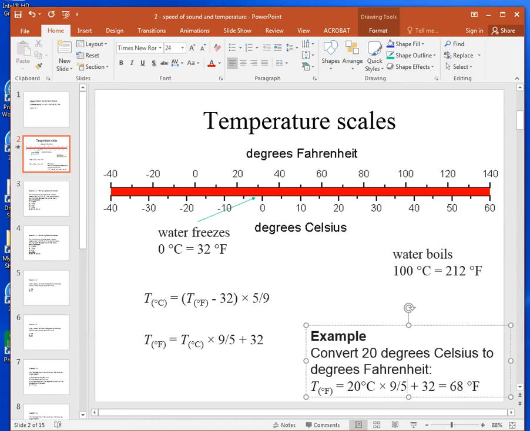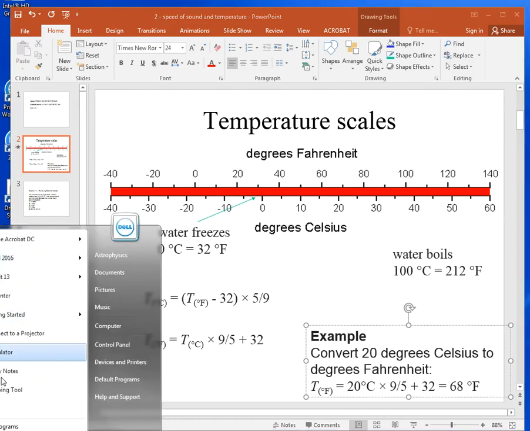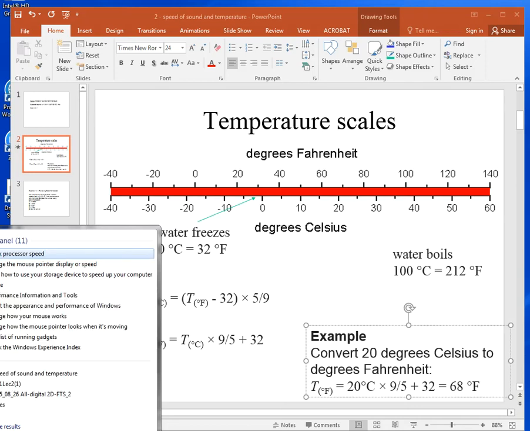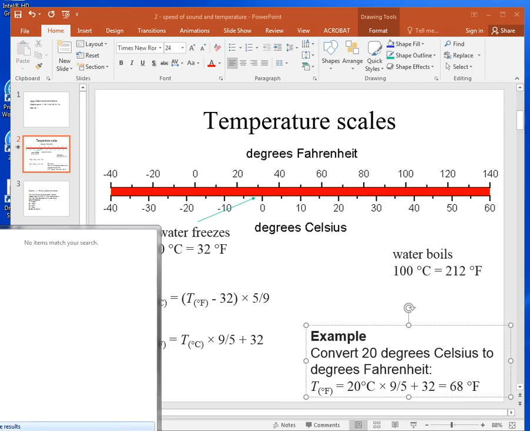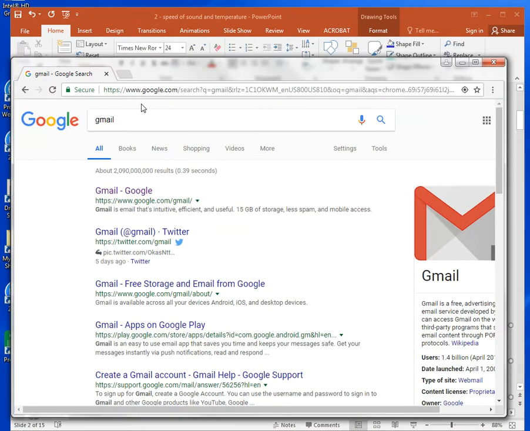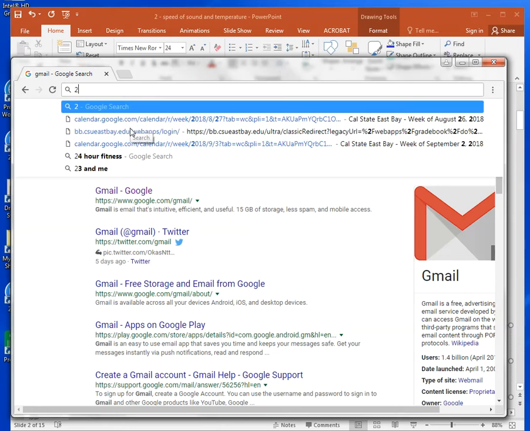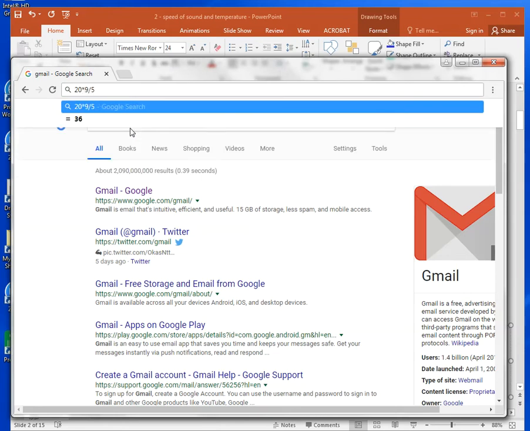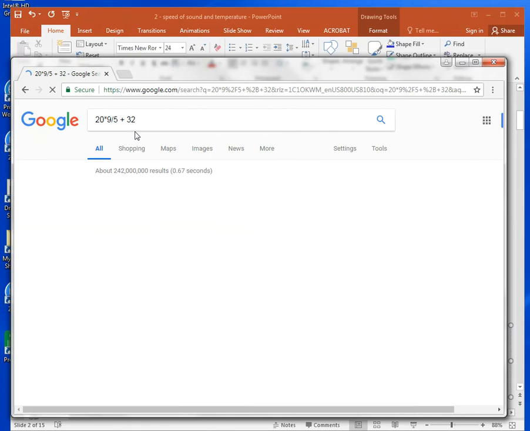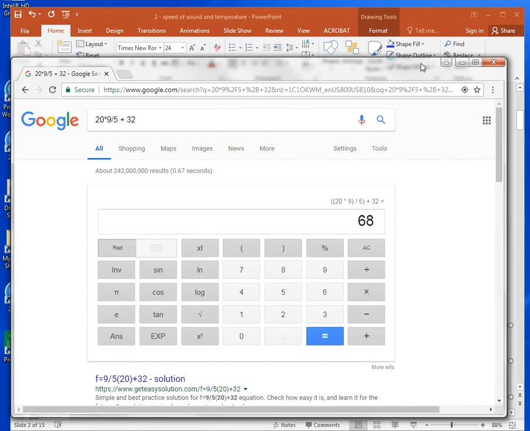If you do this out on a calculator, in fact, why don't I just pull up a calculator here? Something that I like to use, but there are of course many options, is something called SpeedCrunch. Funny enough, I didn't actually install it on the computer, so I can basically do 20 times 9 divided by 5, and then add 32, and I get 68. You can also use a built-in calculator or Google. That also works.